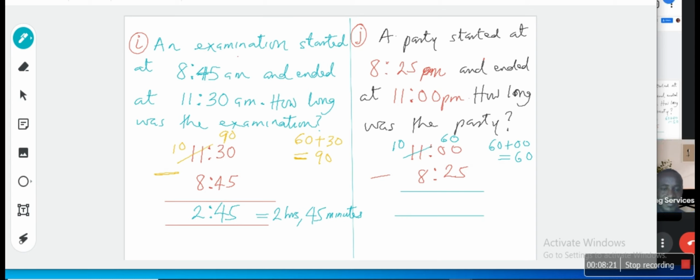60 minus 25 will be 0 minus 5. That's 5. No, it's not 0 minus 5 you're supposed to do. You're supposed to collect 1 from 6. Yes, so that is going to be 5 from this. That is going to be 5 for the 6 and 10 here. 10 minus 5 is 5. And 5 minus 2 is 3.